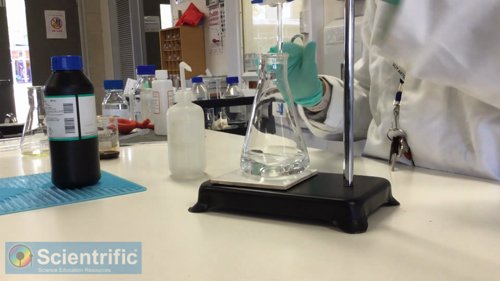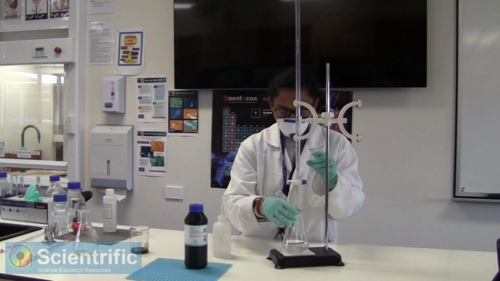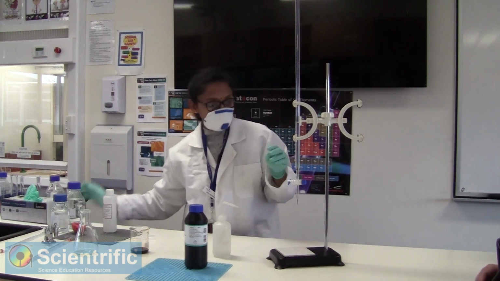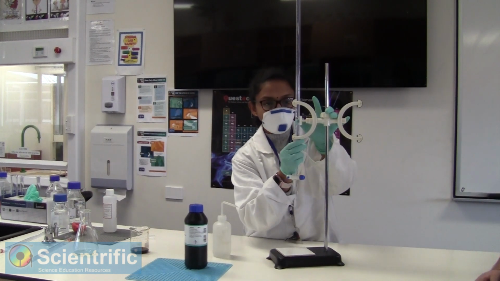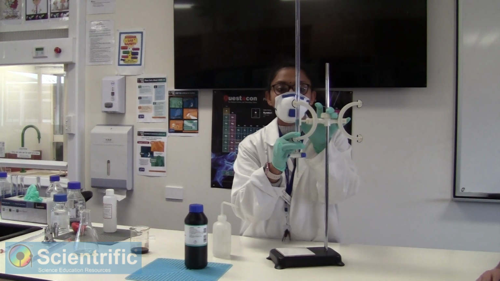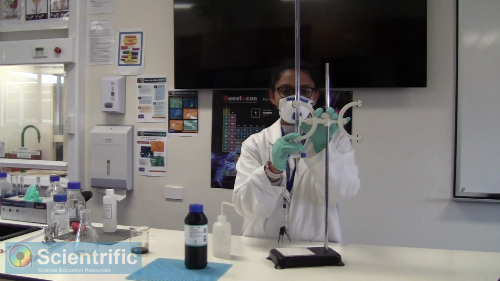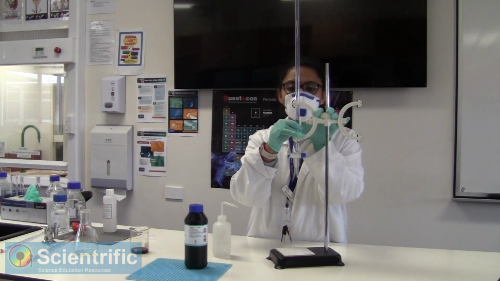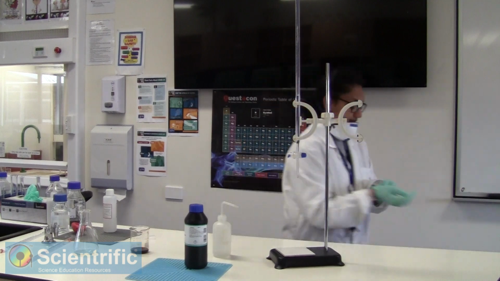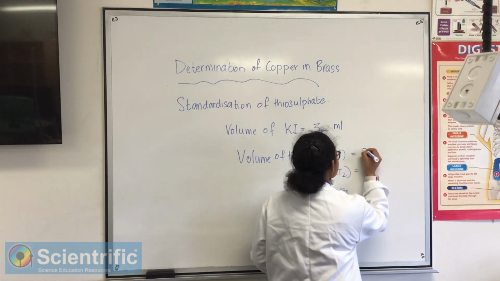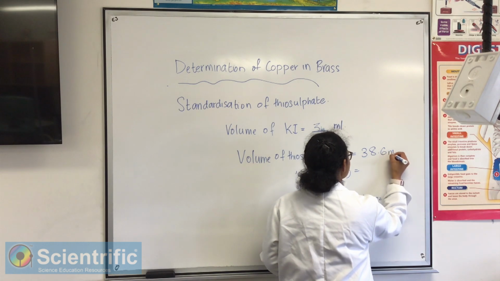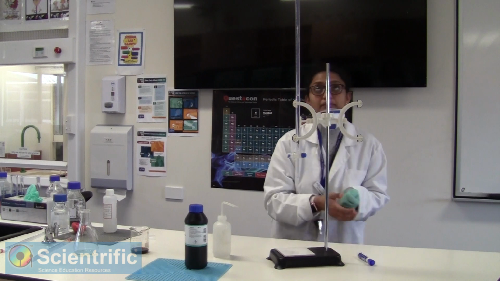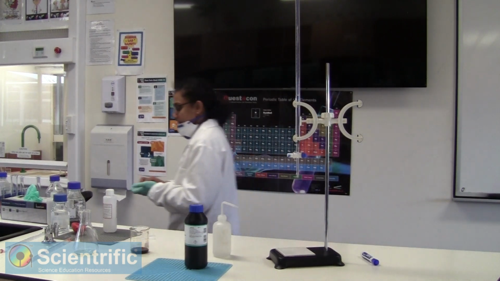Okay, we got our end point there. That gives us a titre value of 38.6 ml. Let's just write that here so we have it. As you can see, it's taking around 38.6 ml. I'll have to refill my thiosulfate if I need to do the next titration.